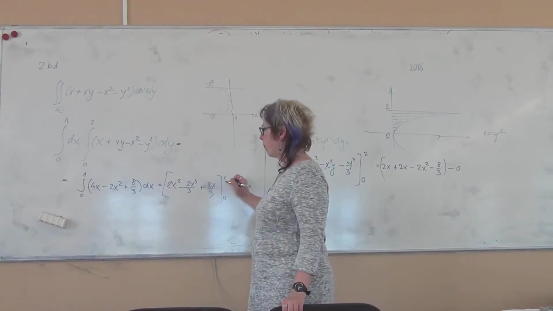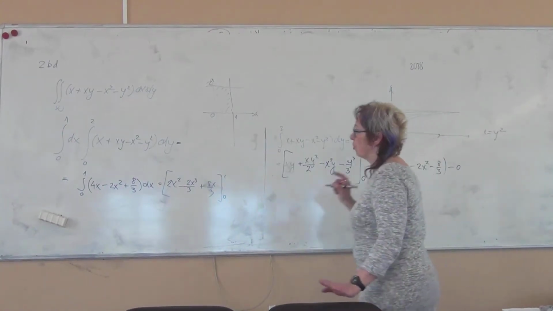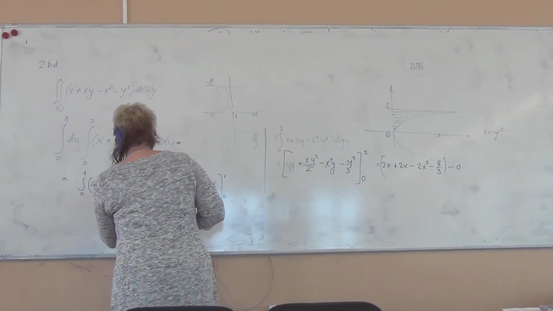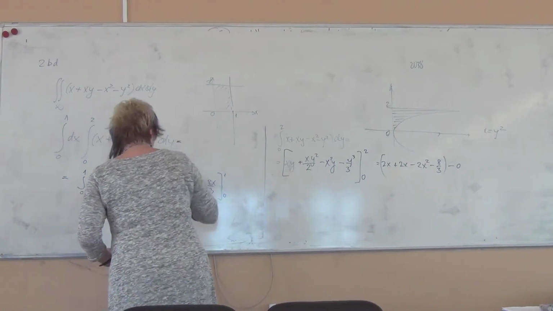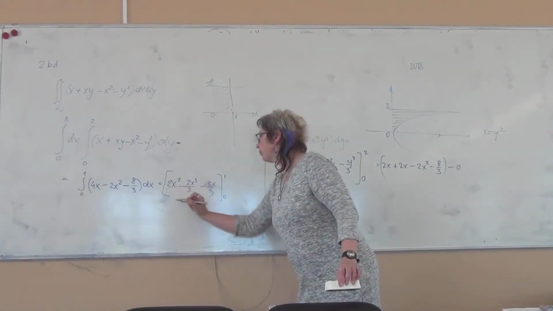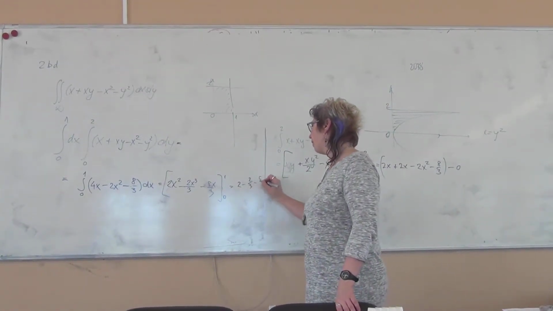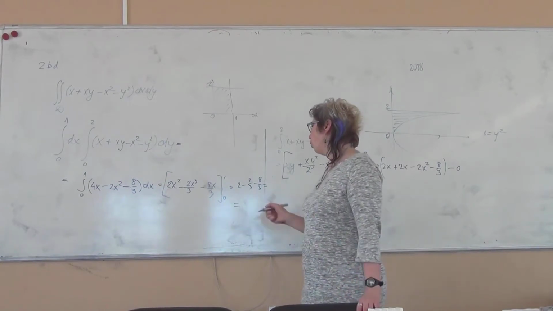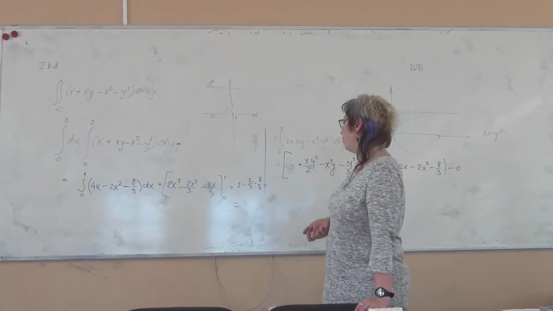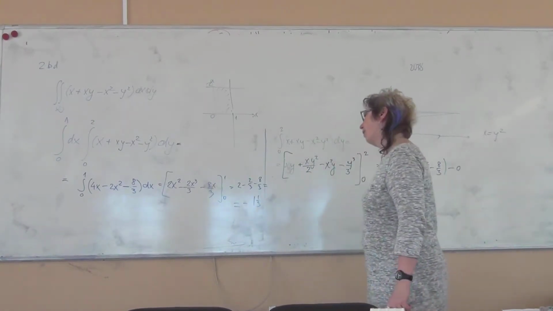Where? Here? Minus, yes, sorry, thank you. That's right. Minus. And minus. So that would be 2 minus 2/3 minus 8/3. 2 minus 10/3. 10/3 is 3 and 1/3, so it's minus 1 and 1/3.